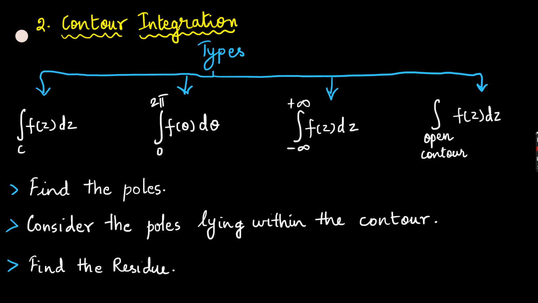Next is contour integration. There are 4 types of integrations. The basic steps to solve these kinds of questions are: we have to find the poles and consider only those poles that are lying within the contour. The next step is to find the residue.